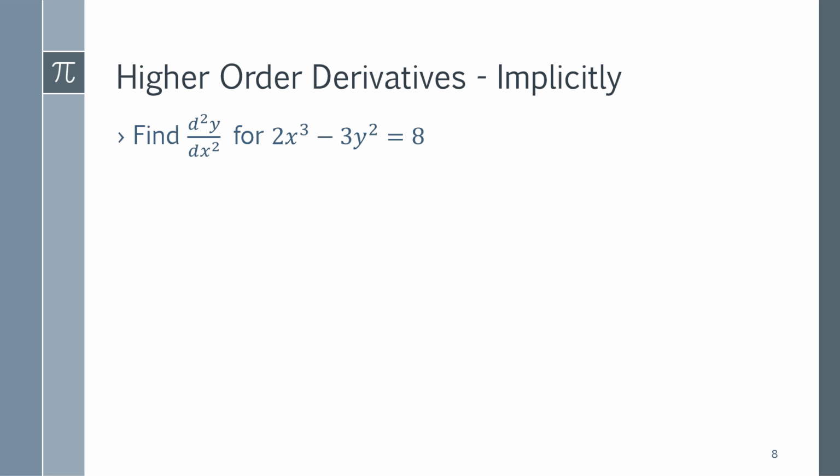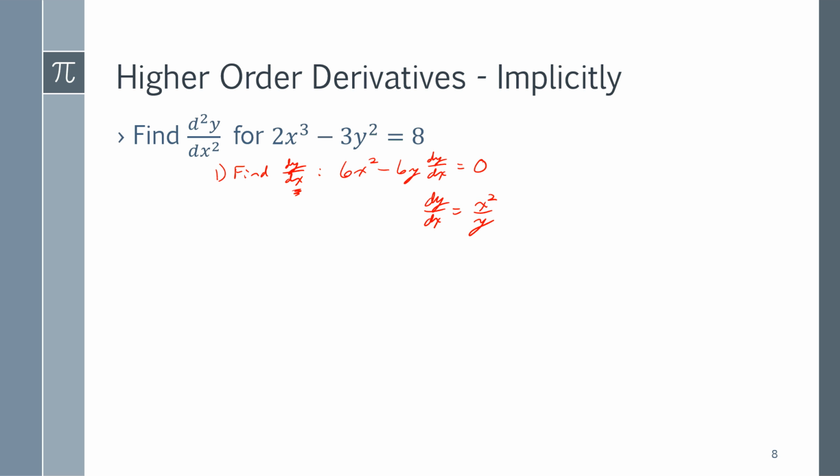So the first thing I have to do is find dy dx, my first derivative. I'm noting x is my independent variable, so anything not x requires chain rule. So the derivative of 2x cubed would be 6x squared, don't need chain rule, minus the derivative of 3y squared would be 6y, but that's not an x, so I need dy dx, equals the derivative of 8, which is 0. I'm then going to go ahead and isolate my dy dx. So dy dx is equal to x squared over y.